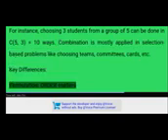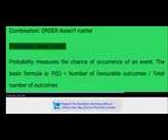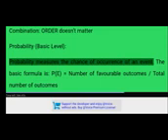Key differences. Permutation, order matters. Combination, order doesn't matter. Probability, basic level. Probability measures the chance of occurrence of an event. The basic formula is P(E) equals number of favorable outcomes divided by total number of outcomes.